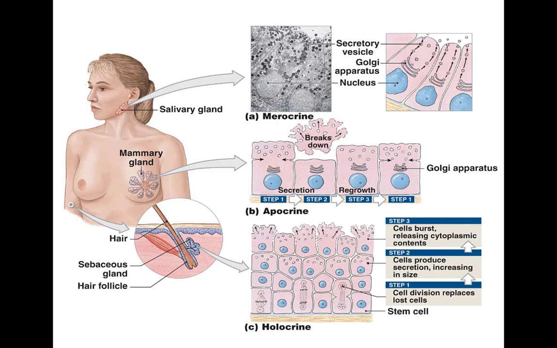Now note that the merocrine cells themselves are not harmed or structurally changed in any way by this process. They're simply using their built-in manufacturing apparatus here in the endoplasmic reticulum and then the Golgi apparatus to create these secretory products and then to send them out of the cell via normal exocytosis. Remember, that's one of our cell transport mechanisms that we discussed before.